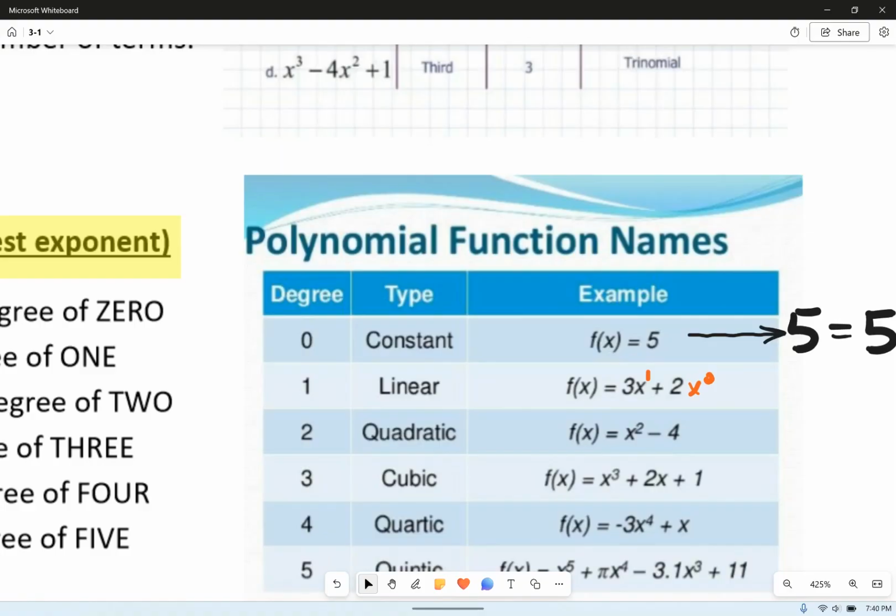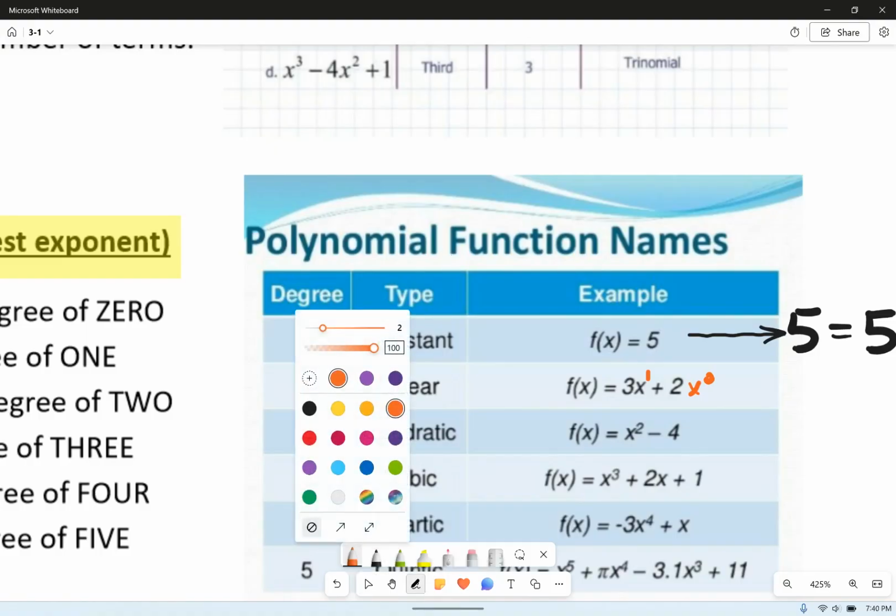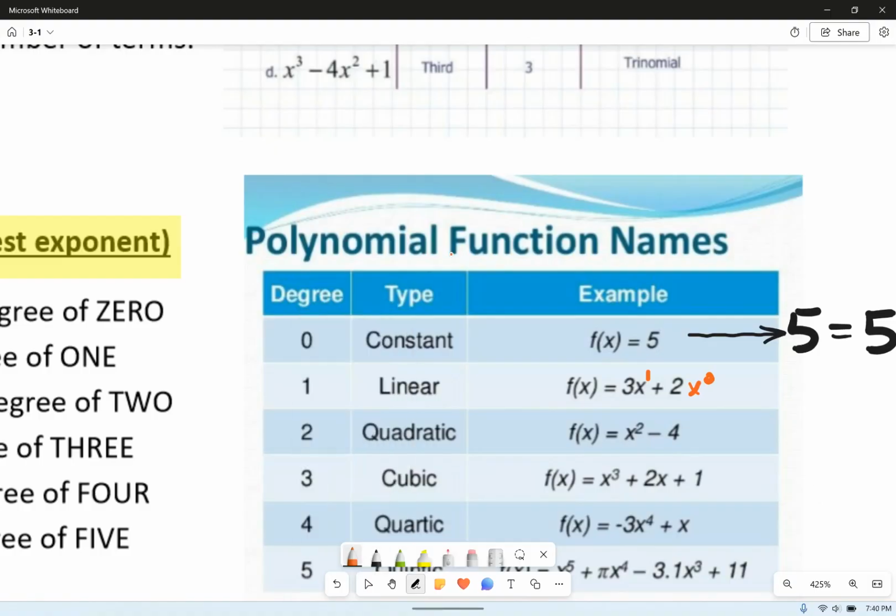How about over here? We have x squared minus 4. Again, this 4 has an x to the 0 power. So between those two numbers, the 2 is definitely the higher number. So here's the 1, here's the 2 I'm talking about, and that leads to the name.